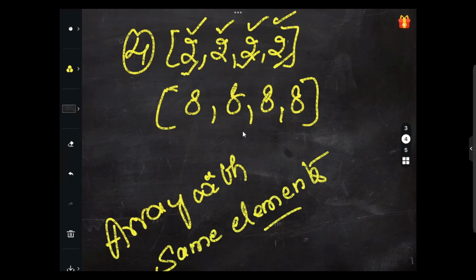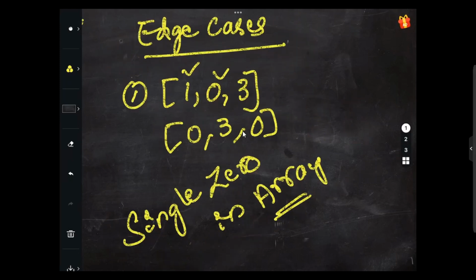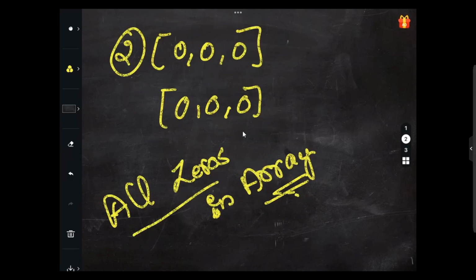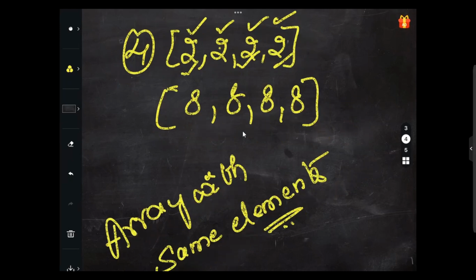This is for the array with same elements. So let's see what are the edge cases that we saw. First one was for single zero in array. We can clearly see here. The second one was for all zeros in the array. We can see here. And the third one was for array with the negative integers. We can clearly see here. The fourth one is array with the same elements. We can clearly see here, right? So these are the edge cases that we need to keep in mind.